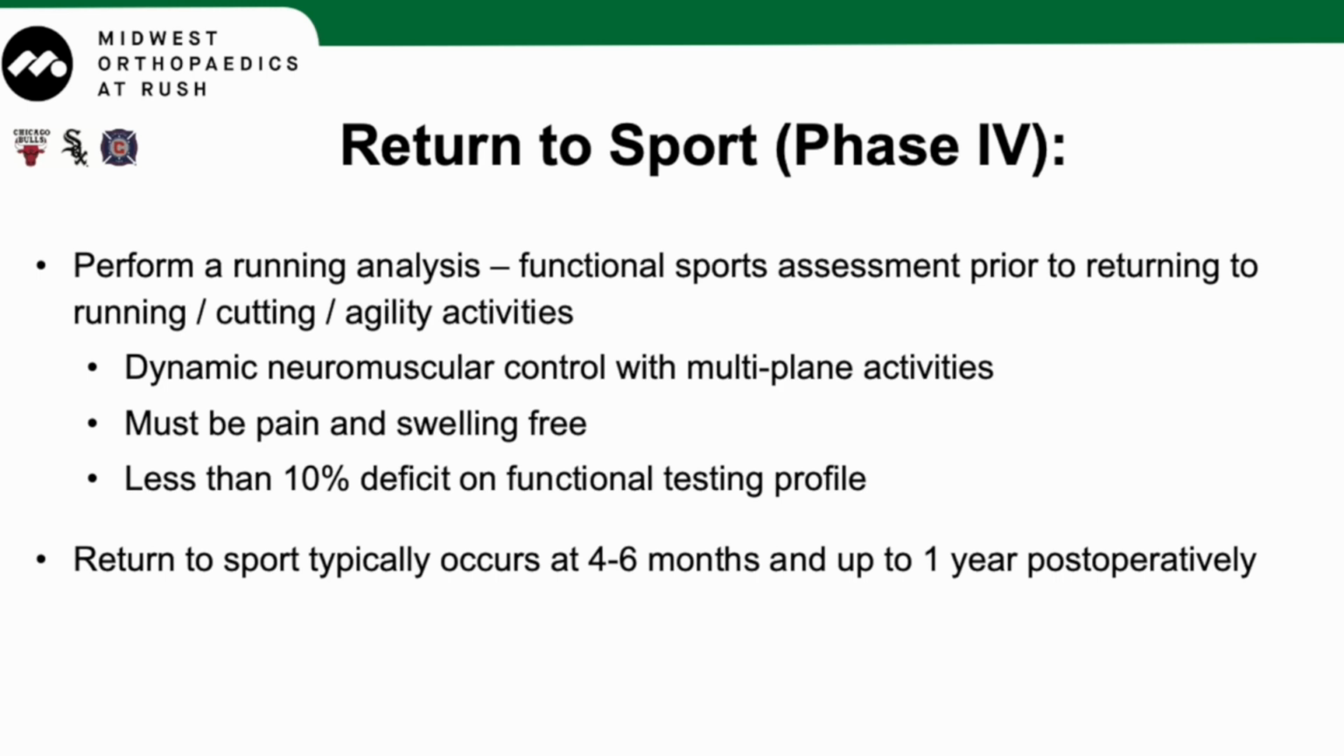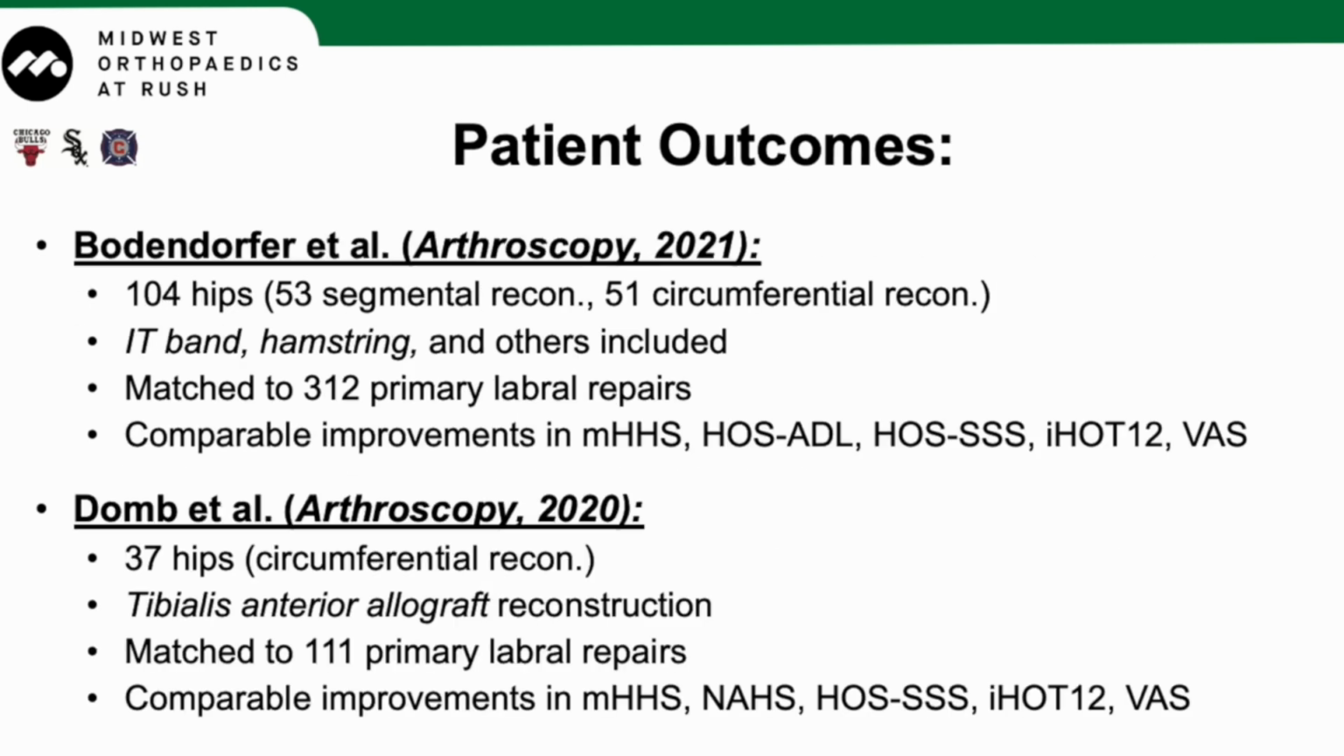Our patients return to sport typically at 4 to 6 months postoperatively, although this can extend to a year depending on their postoperative rehabilitation. Published outcomes support reconstruction of the labrum using allograft. Bodendorfer et al., in their 2021 publication, examined 104 hips undergoing reconstruction with IT bands, hamstrings, and other grafts included. They matched these to 312 primary labral repairs and found comparable improvements in modified Harris Hip Scores, HOS activities of daily living, as well as a sport-specific subscale, iHOT-12, and visual analog scale, as compared to primary labral repairs.